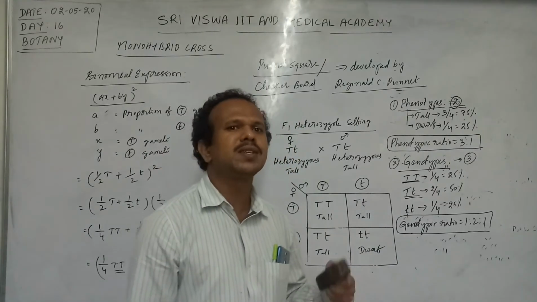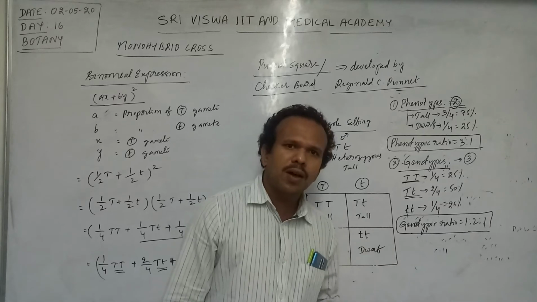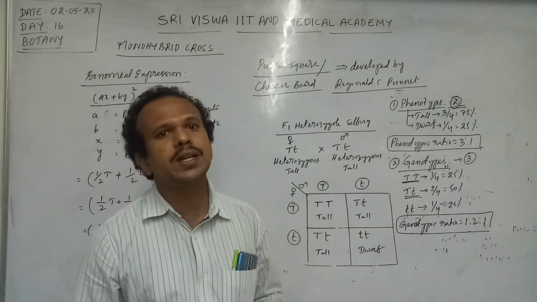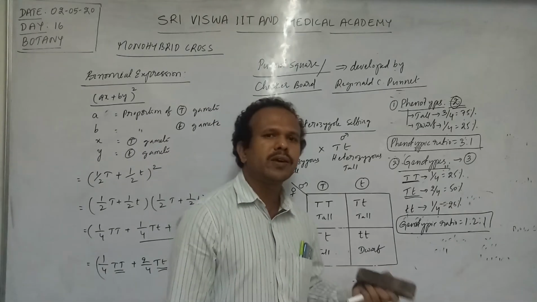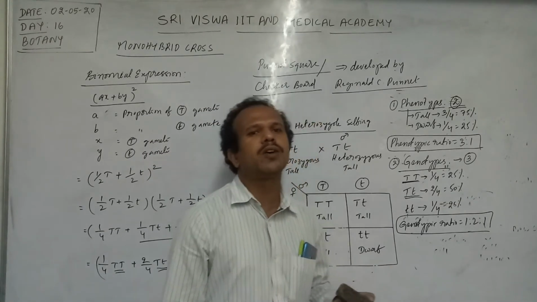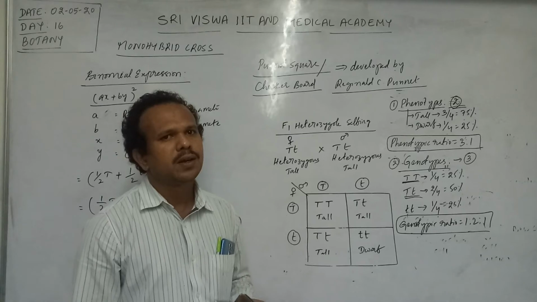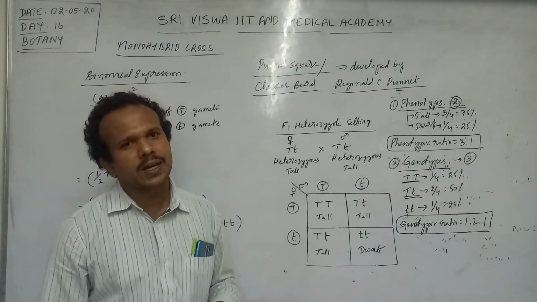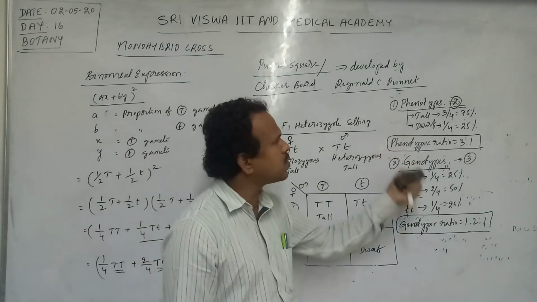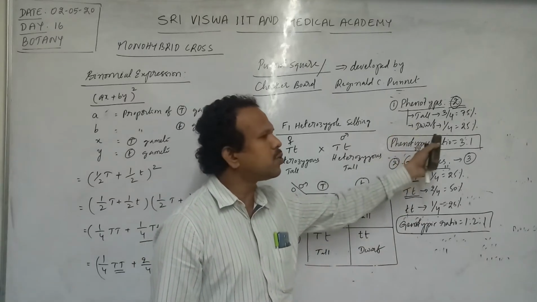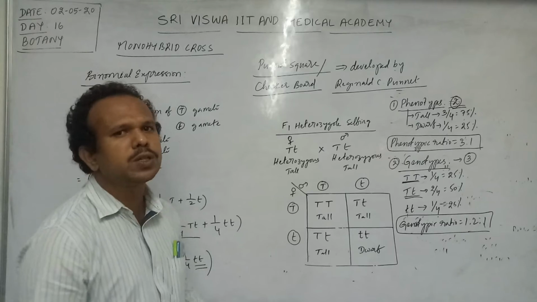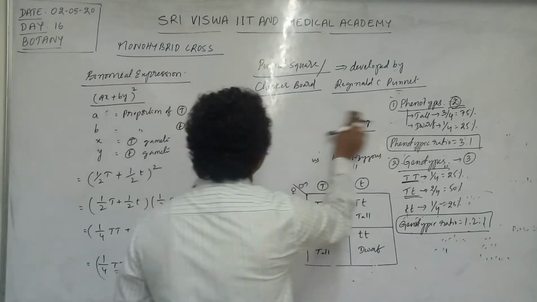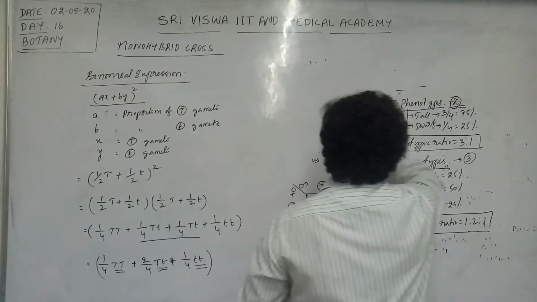When this F1 is selfed, along with tall, the dwarf character also appeared in F2. I mean, during F2 generation both tall and dwarf plants appeared. Finally, during F2 generation the phenotypic ratio is 3 is to 1 and the genotypic ratio is 1 is to 2 is to 1. Then coming to the next important one.